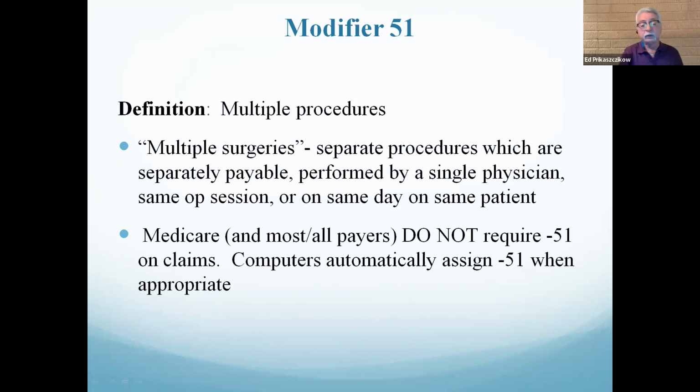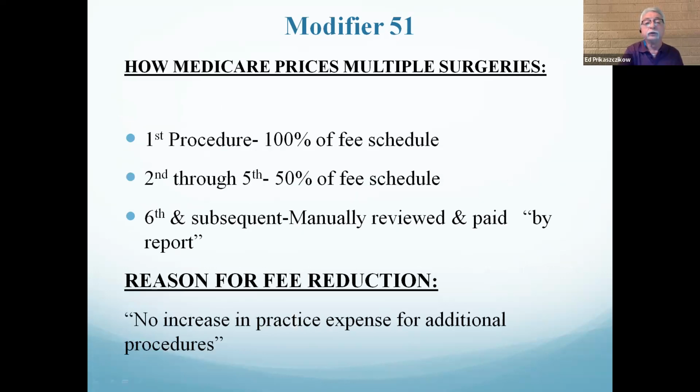Now let's look at multiple procedures, modifier 51. Modifier 51 is not one that is used very often, and the reason is because the computers at the insurance companies, including Medicare, are going to put the 51 modifier on anything more than the primary procedure. And so that's why, although you can use it, it's not required. The computers are automatically going to do it.